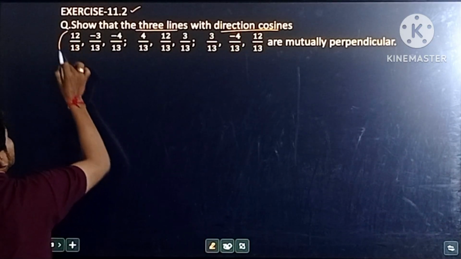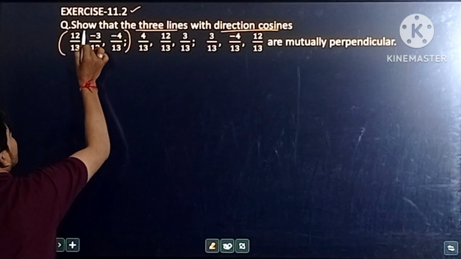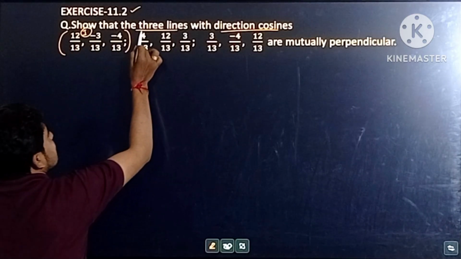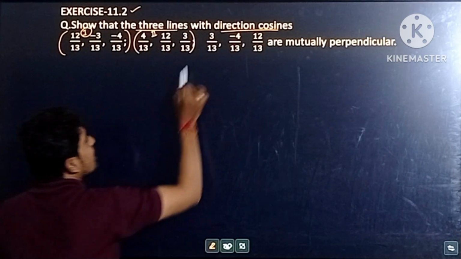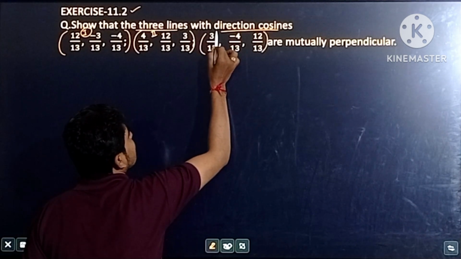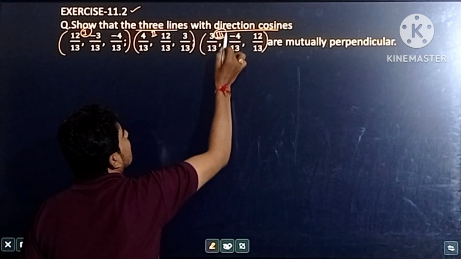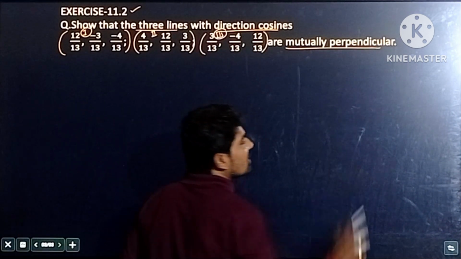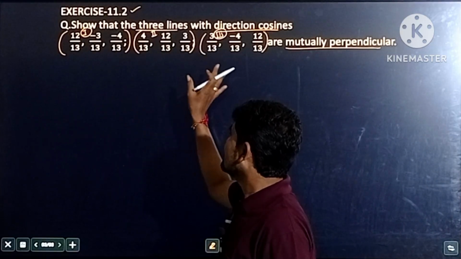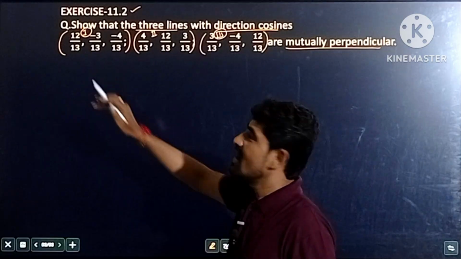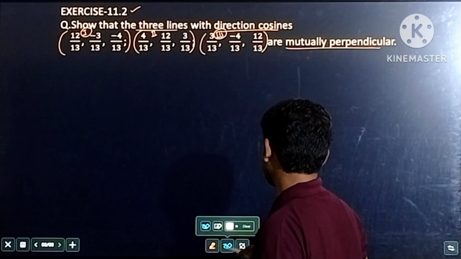So these first three are the direction cosines of the first line, and the second set of three is nothing but the direction cosines of the second line, and the third three are the direction cosines of the third line, are mutually perpendicular to each other. So we need to show that these three lines with their direction cosines are mutually perpendicular to each other.